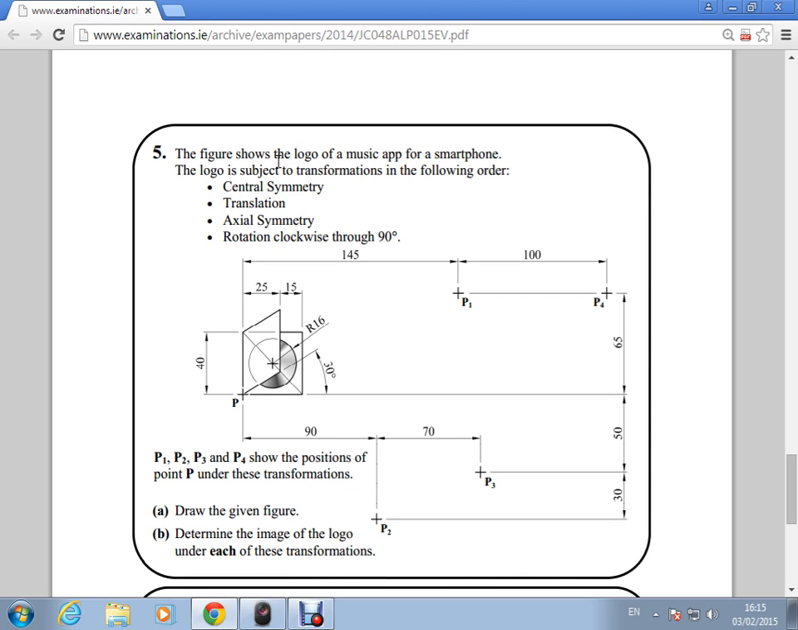The figure shows the logo of a music app for a smartphone. The logo is subject to transformation in the following order. From point P to P1, it goes through central symmetry. From point P1 to P2, the object goes through translation. From P2 to P3 through axial symmetry, and point 3 will end up at point 4 after being rotated clockwise through 90 degrees.